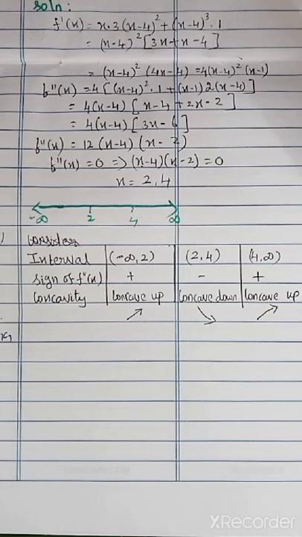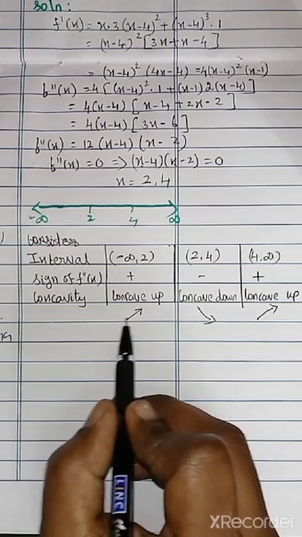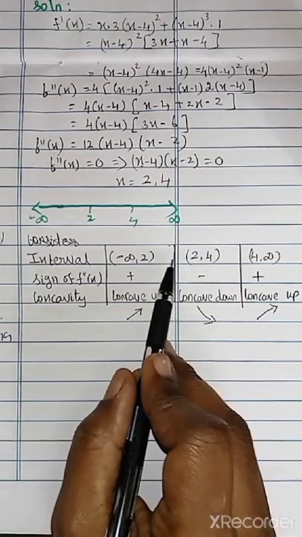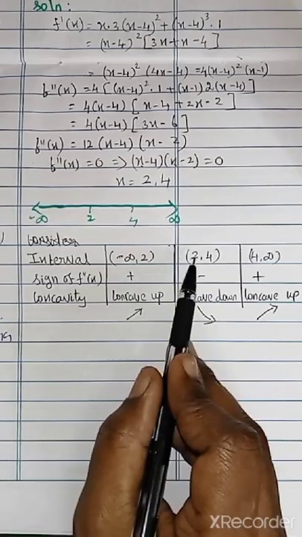Next, what do we have to find out? We have to find out the point of inflection. What is a point of inflection? A point where the graph changes its sign, concave up to concave down, or concave down to concave up. Correct? Now look at this diagram. Concave up, and then here it has become concave down. At what point? x equal to 2.